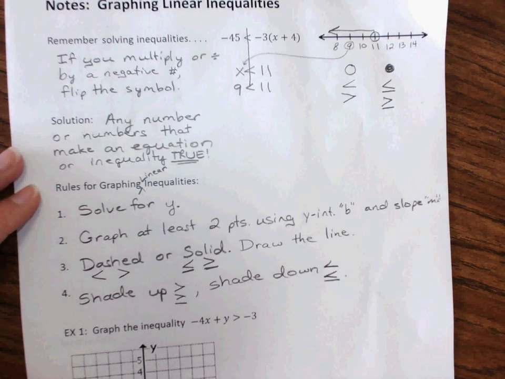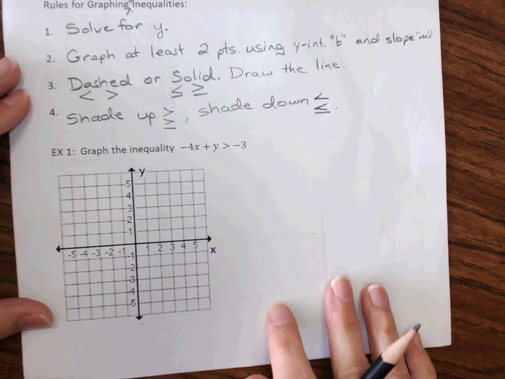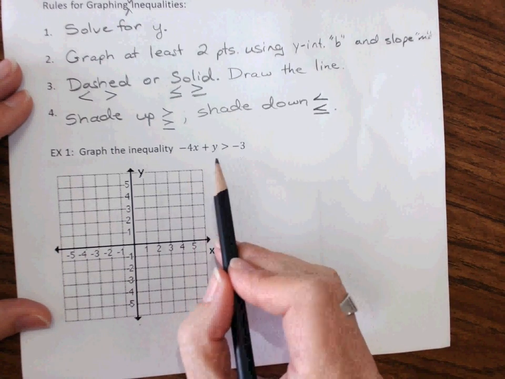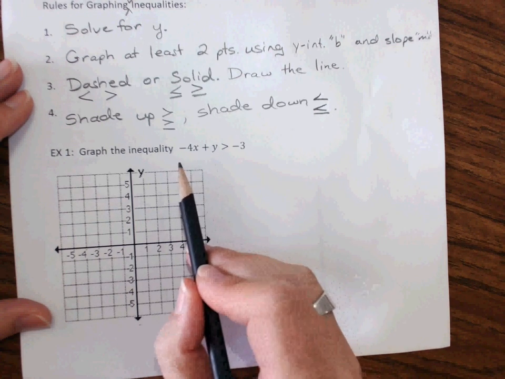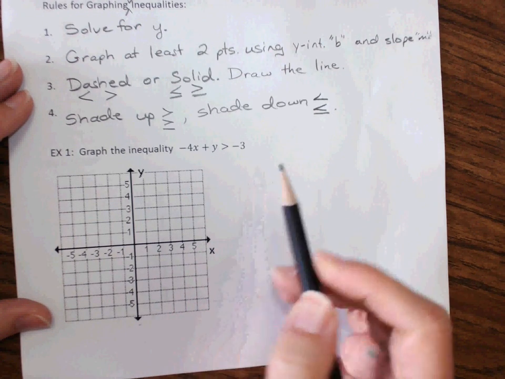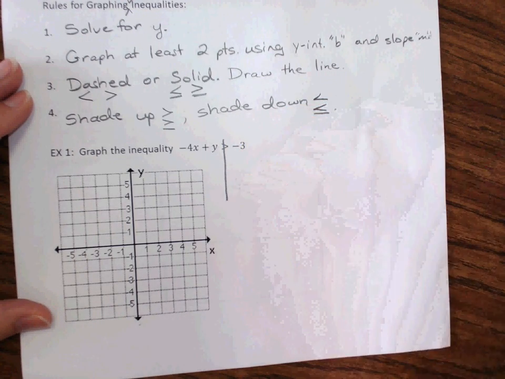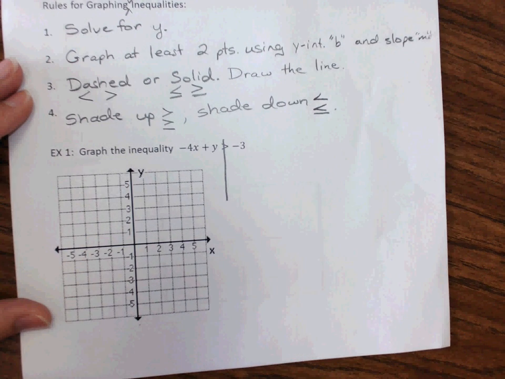All right, so here's my example 1, and I'm going to follow those 4 steps. My example 1 says to graph this inequality. Notice I have an x and a y this time. So my first step is to solve for y, so I can get this into y equals mx plus b format. So let's go ahead and draw our wall. And I want you to go ahead and solve for y.